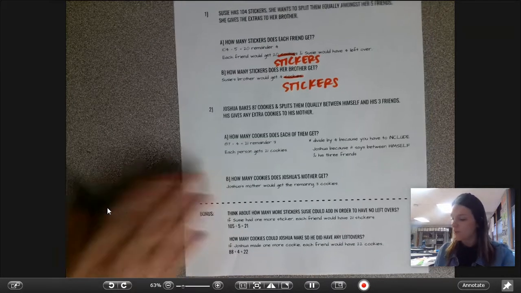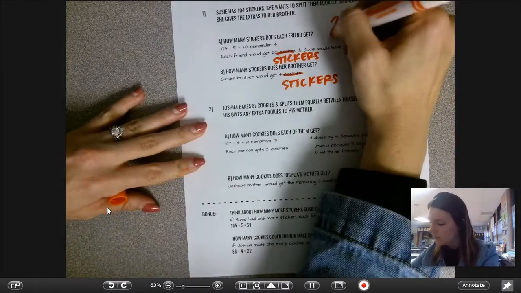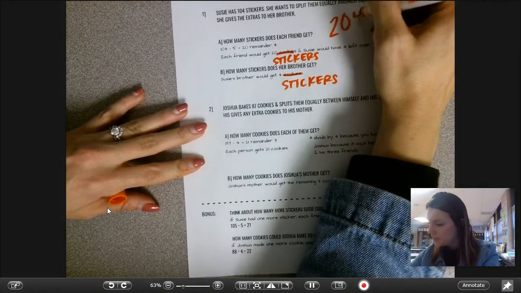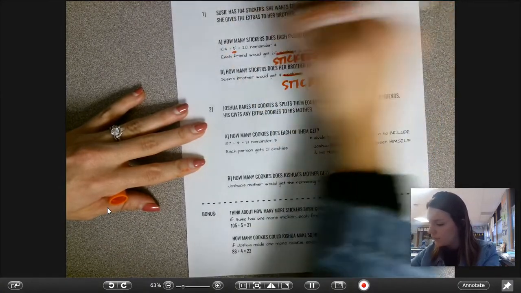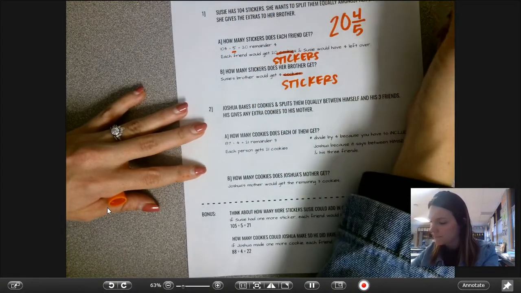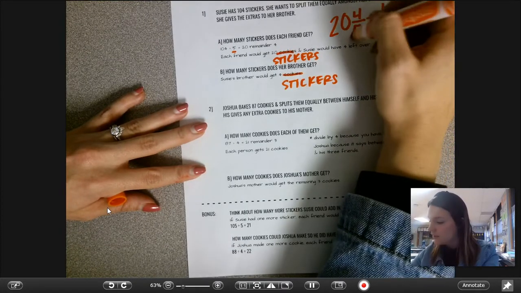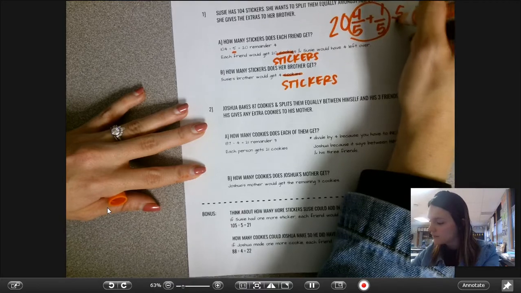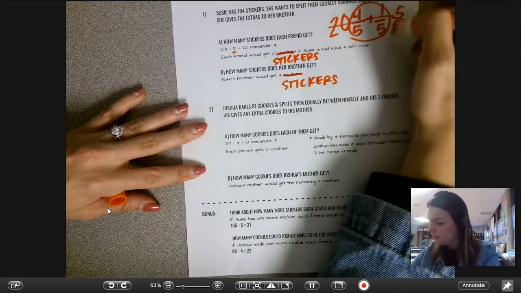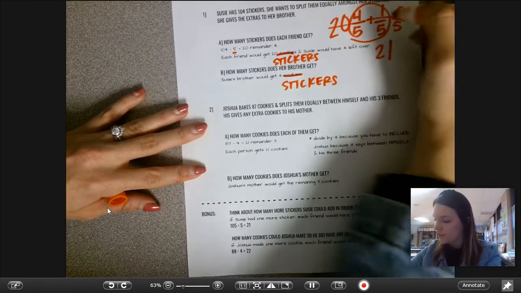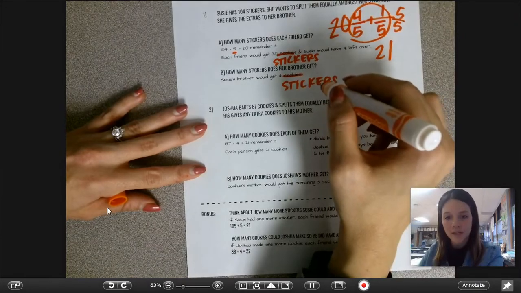So now think about the bonus. On this one, everybody got 20 stickers, and then there was 4 left over out of the 5 that we had. So if Susie just added 1 more sticker to her collection, this would become 5/5, which would make this all 21 stickers for each friend. And unfortunately, her brother wouldn't get any.